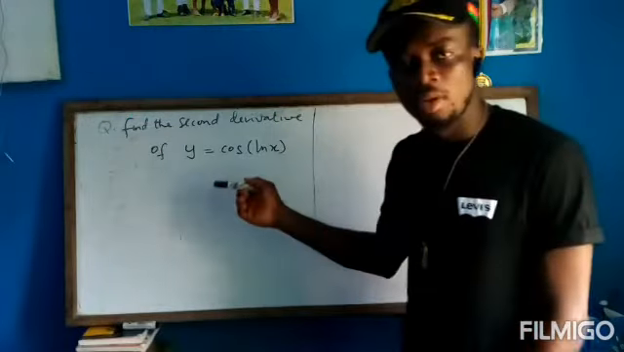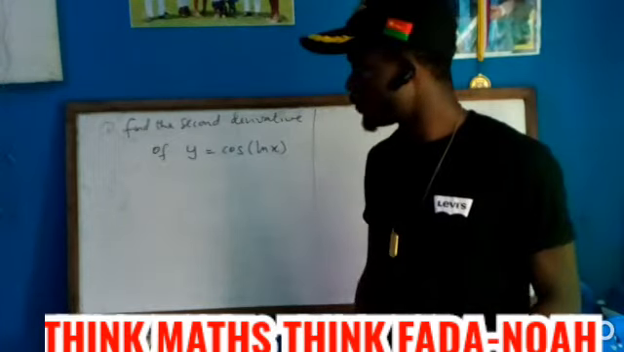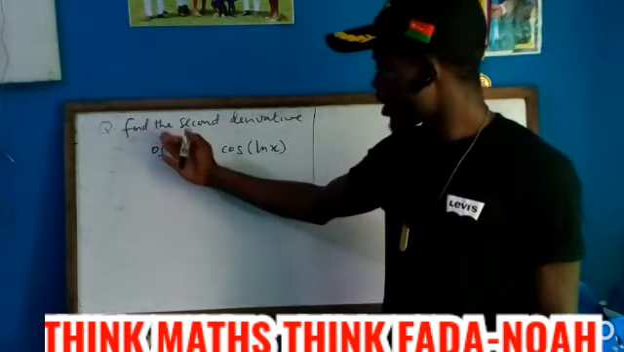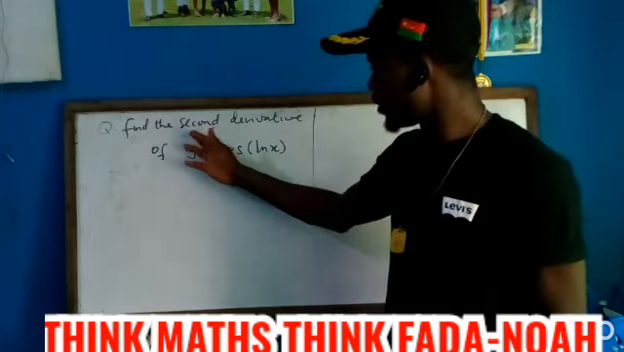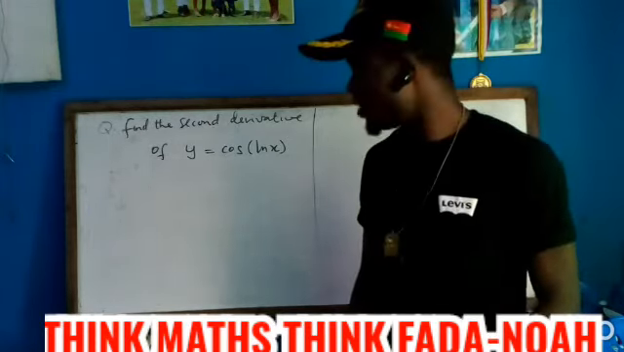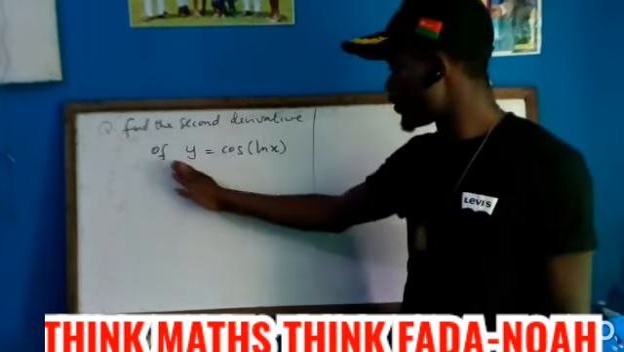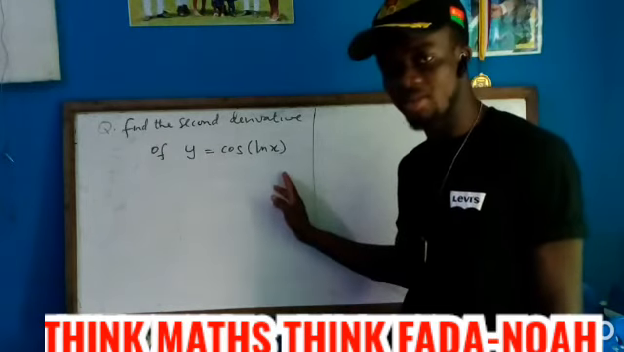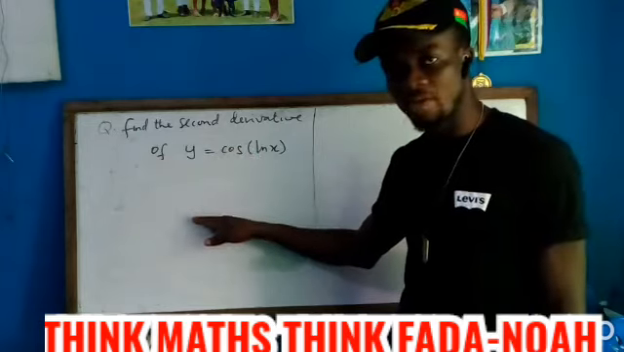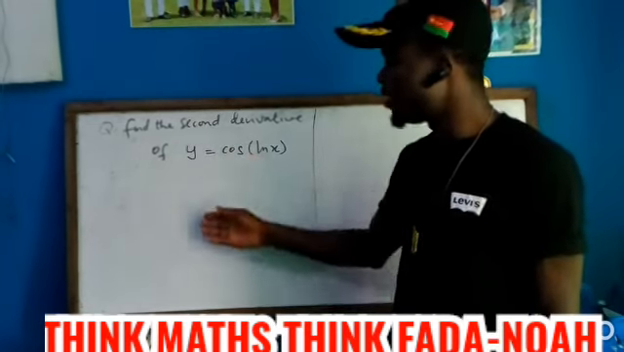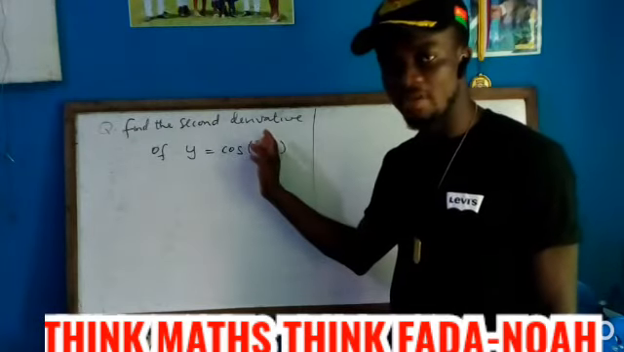Okay, the differentiation we have seen so far were all of first order. So now we are coming to take question of higher order derivative. Here we will consider second derivative. So we have this question: find the second derivative of y equal to cos ln x. So what we have to do is find the first derivative, which is y prime, and then differentiate y prime again to get y prime prime, which is the second derivative.